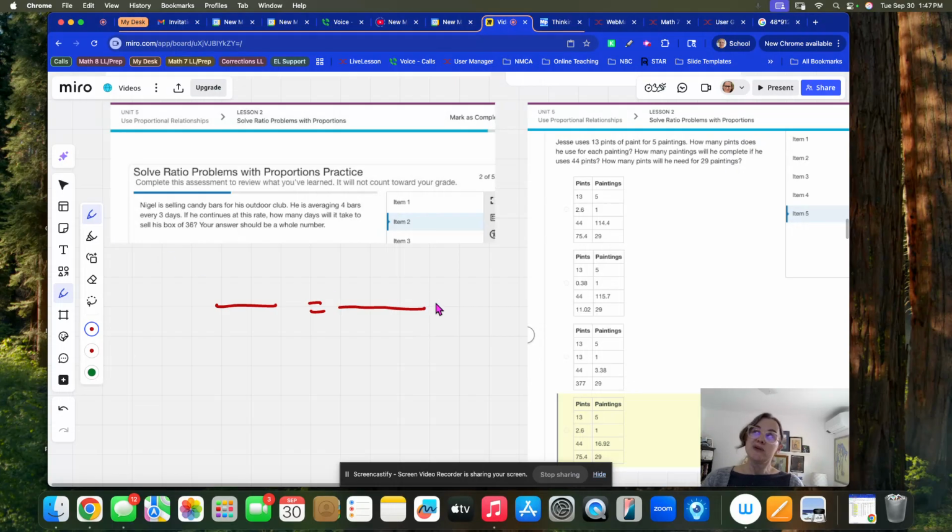And what I'm always going to do in the problem is look for the rate, and it even says in this problem "at this rate." So let's read the problem. Nigel is selling candy bars for his outdoor club. He is averaging 4 bars every 3 days. This is his rate, 4 to 3, okay? I'm going to write a word ratio. This is really super helpful. I highly recommend it. Bars over days.